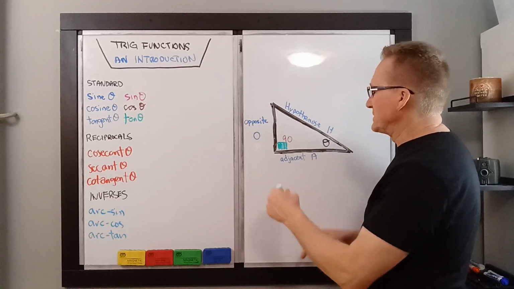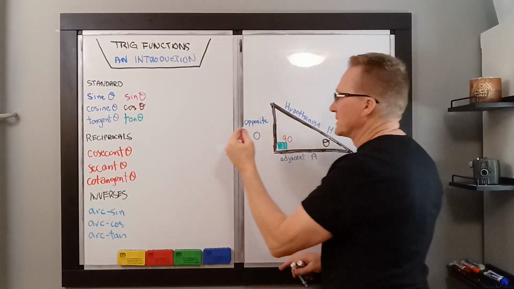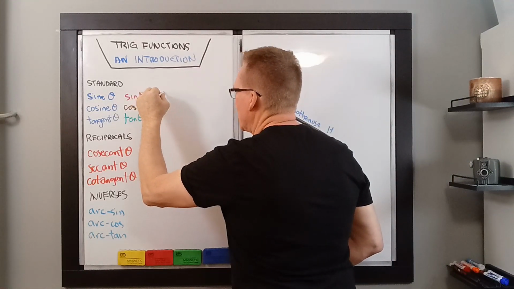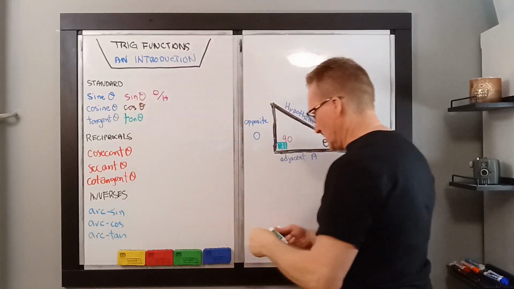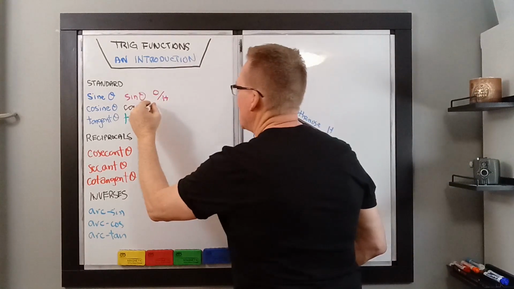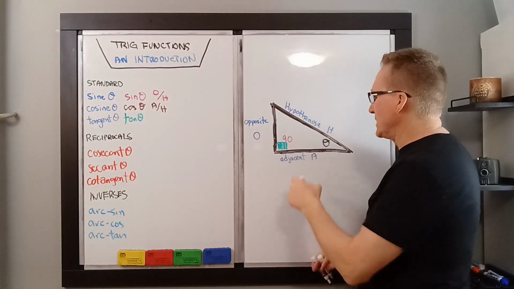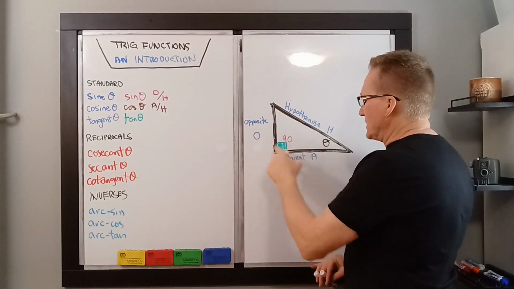So if we're going to look at this, we say, what is the sine? The sine is the opposite over the hypotenuse. So I'm going to write that out here as being the definition, O over H. And the cosine is the adjacent over the hypotenuse. We covered this in another video. And the last one, the tangent here, would be the opposite over the adjacent.